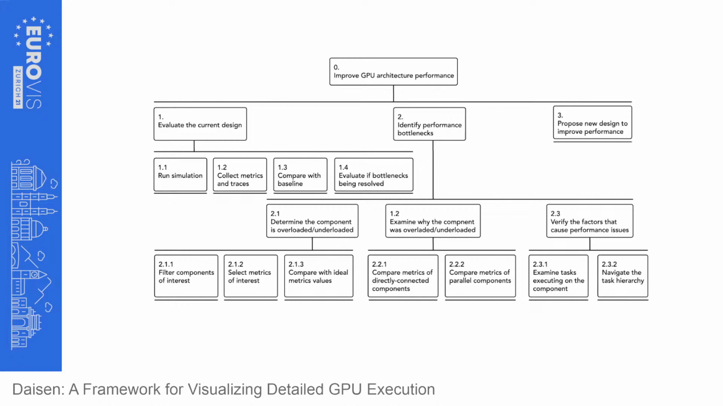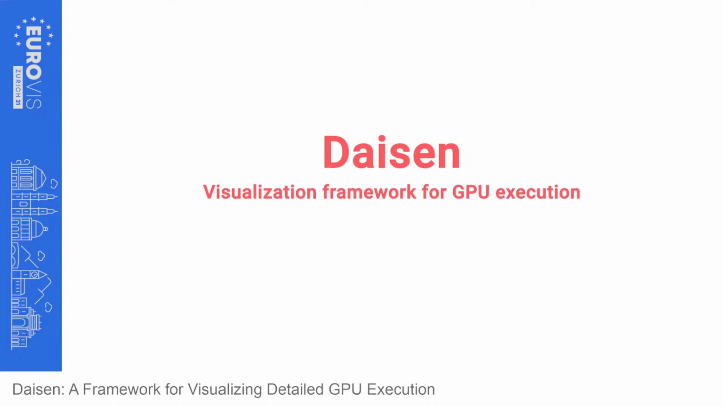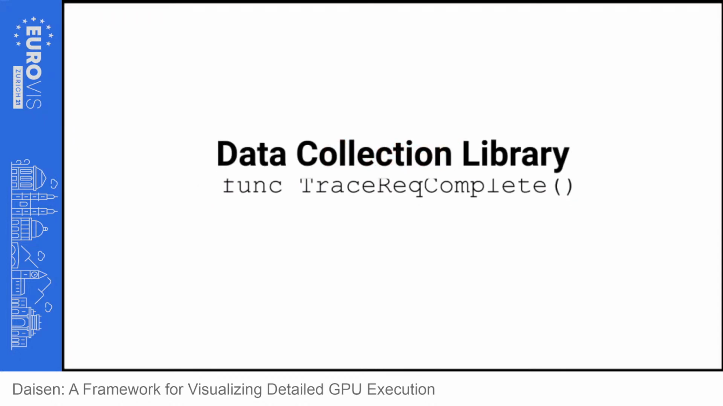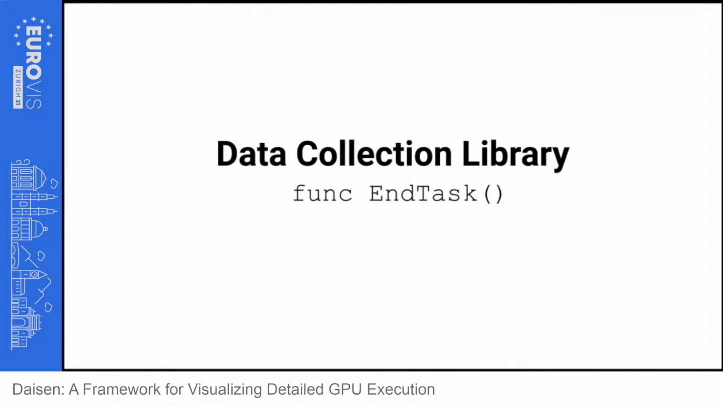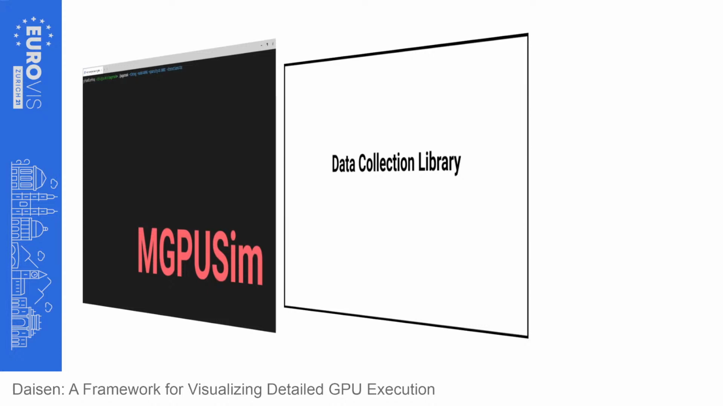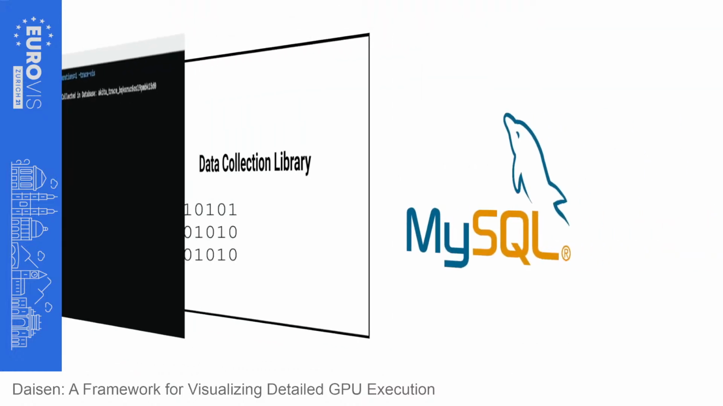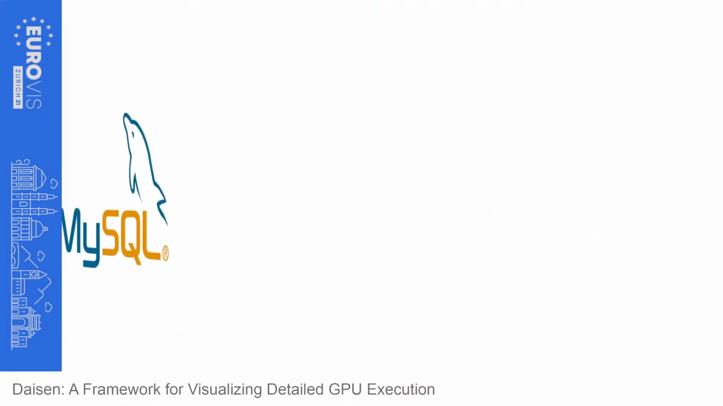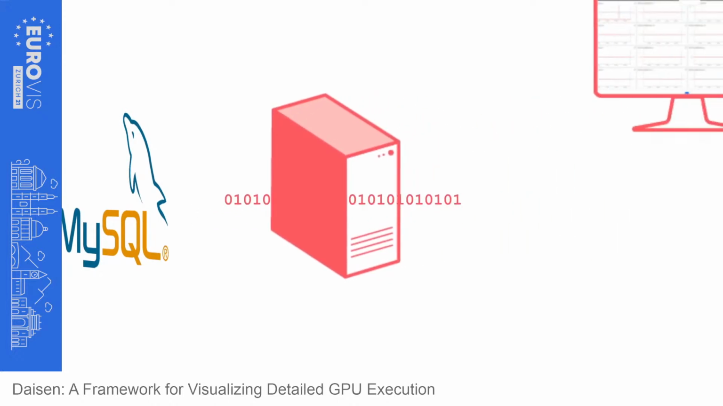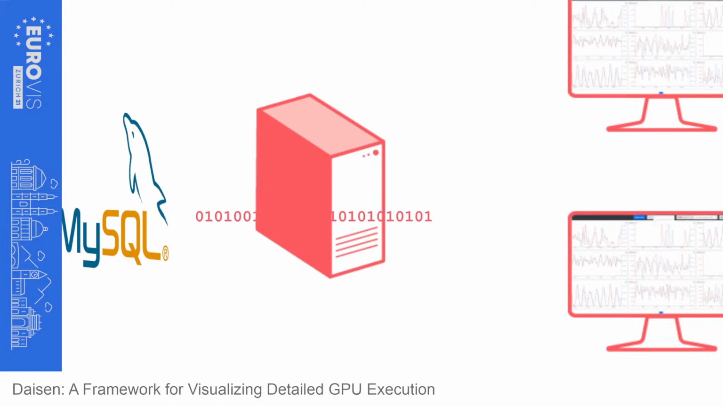Using the knowledge learned from the task analysis, we then design Daisen, the visualization framework. Daisen first provides a data collection library that can build into a hardware simulator. As we integrate the tool with mGPUSim, a GPU simulator, a user can simply add the -trace-viz command to collect data in a MySQL database. After finishing the data collection, a user can start the visualization tool as a server, and multiple users can use the web-based visualization interface simultaneously.